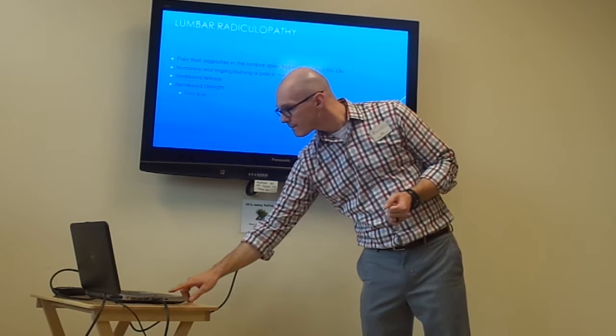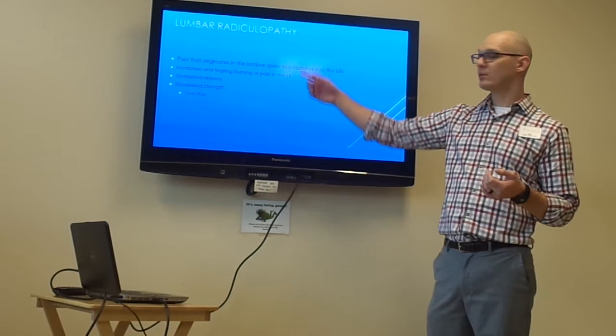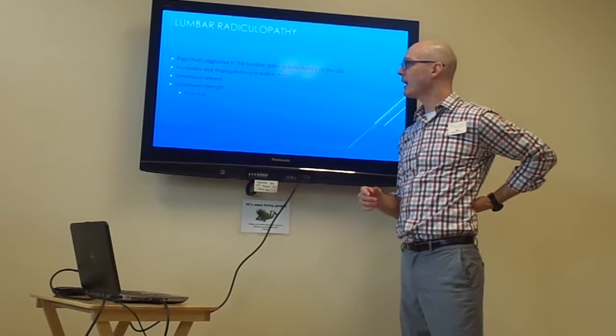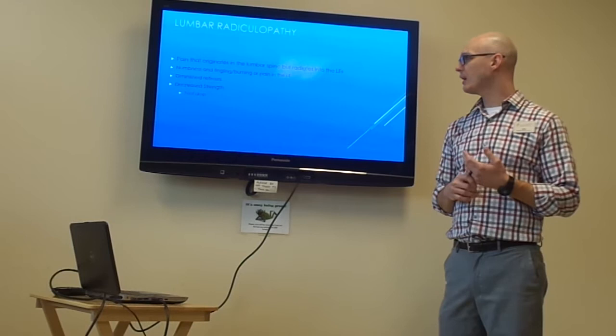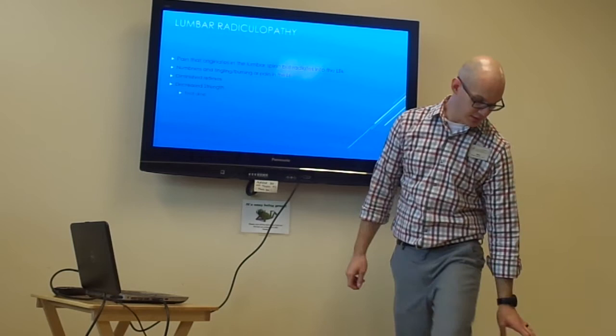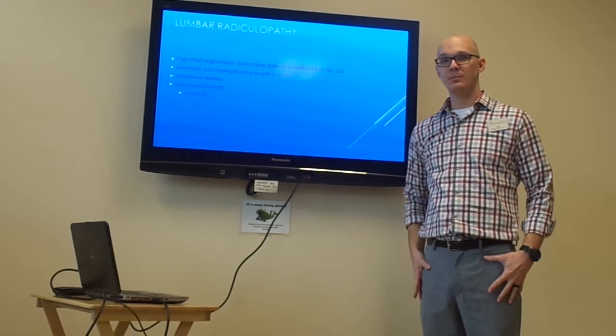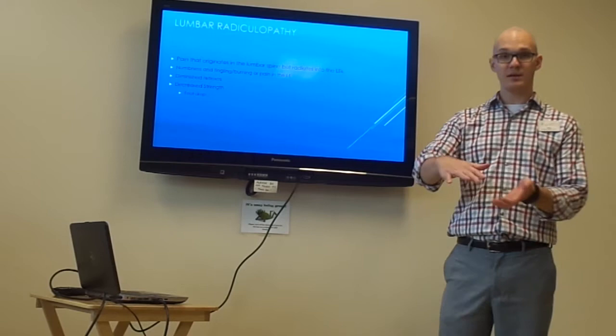So lumbar radiculopathy is very similar to what a lot of people call sciatica, where they're getting pain that radiates down into the leg. But again, it's originating in the back. So you could have pain, or it could be numbness, tingling, burning. Same thing, you could see diminished reflexes at the patellar tendon of the knee or the Achilles, which would be the ankle. And then you could see decreased strength, and it could be throughout the lower extremity. But a common one you'll see is a drop foot, where people are walking and they can't feel like they can pick their foot up just because their dorsiflexors are weak.